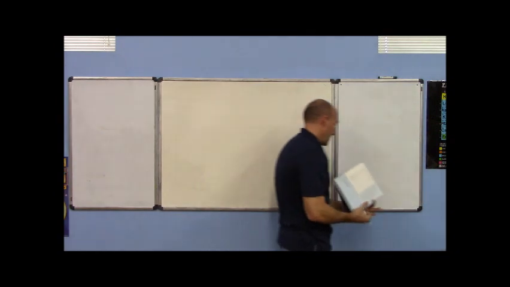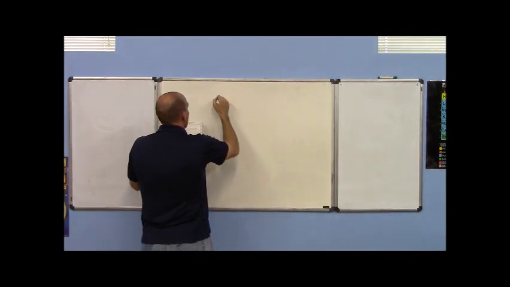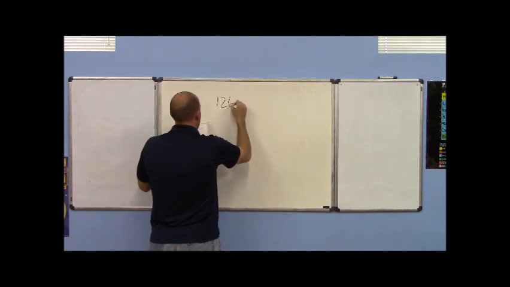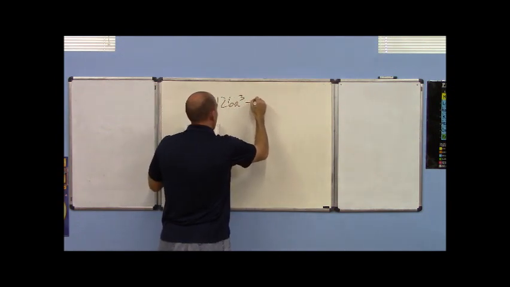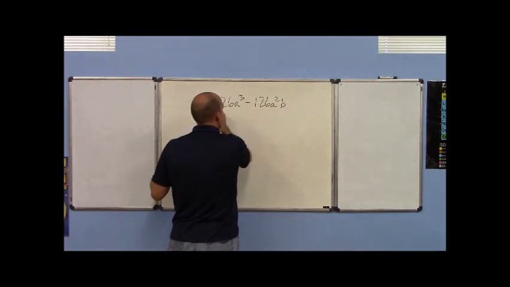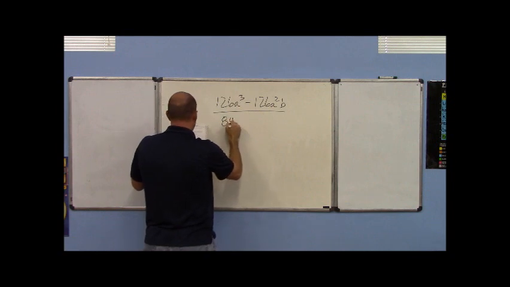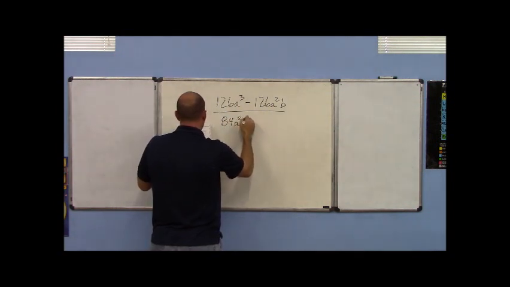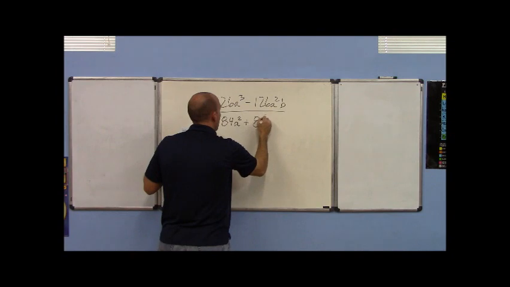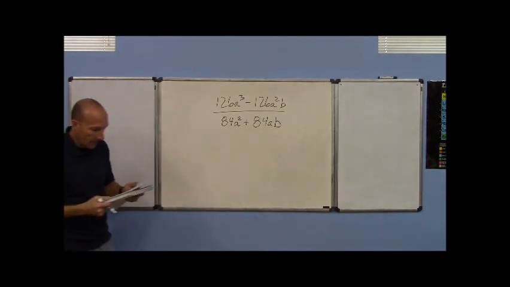All right, example number 2. 126a to the third minus 126a squared b over 84a squared plus 84ab.